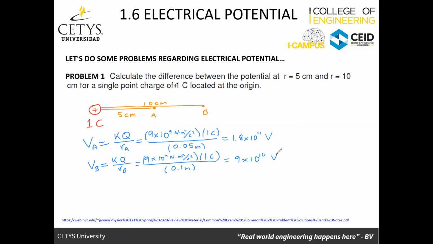And what we're being asked to calculate is the difference in potential. So what is the difference in energy between one point and the other? So we're going to say that the potential difference between A and B would be V_A minus V_B, which would be 1.8 times 10 to the 11 volts minus 9 times 10 to the 9 volts. And so the difference in potential, correct.